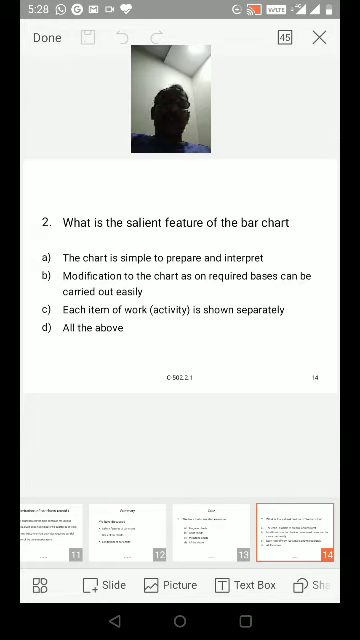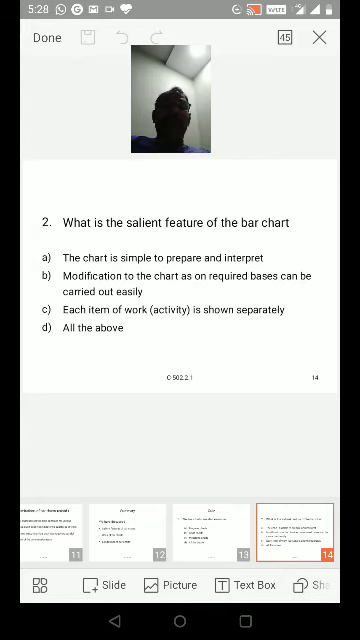Modification to the chart as on required basis can be carried out easily. C. Each item of work, item of work means activity, each item of work is shown separately. D. All the above. So question 2 quiz.